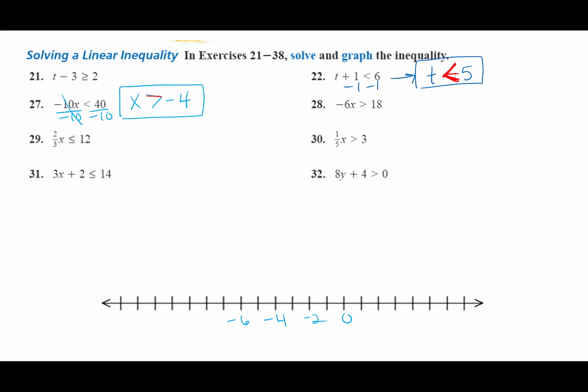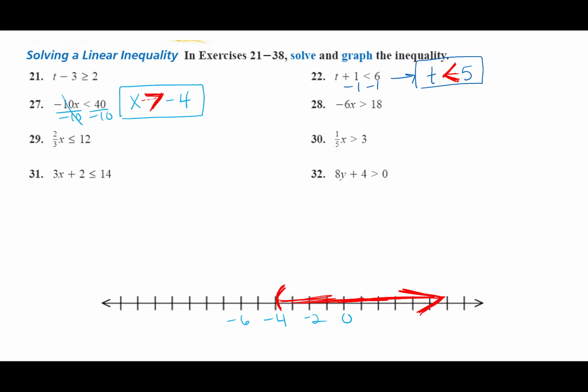Also imagine that this greater than symbol is an arrowhead and it's pointing towards the right direction, to the right side. So I want you to put a parenthesis on negative 4 opening towards the right. And we're going to shade in all the numbers that are greater than negative 4, and those are on the right side of the number line.